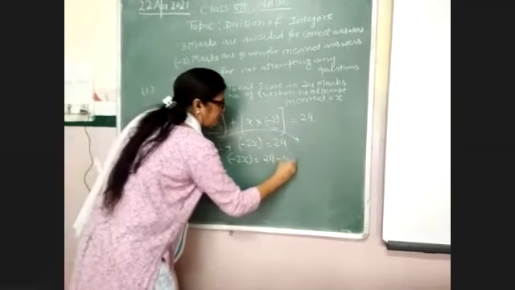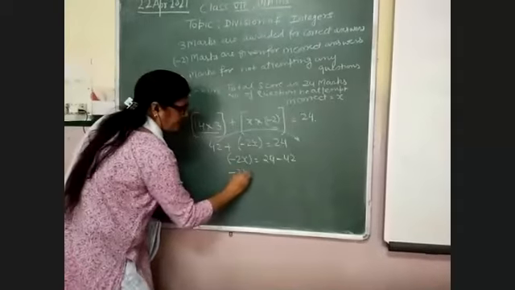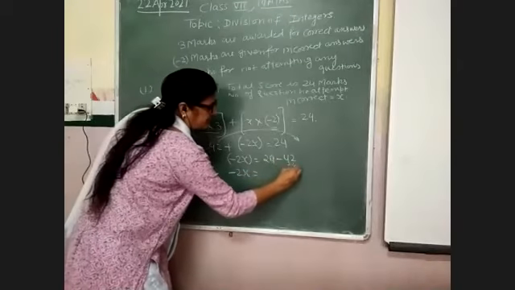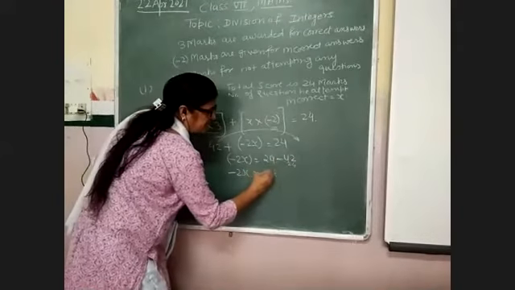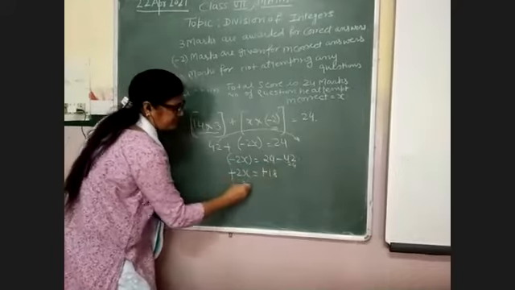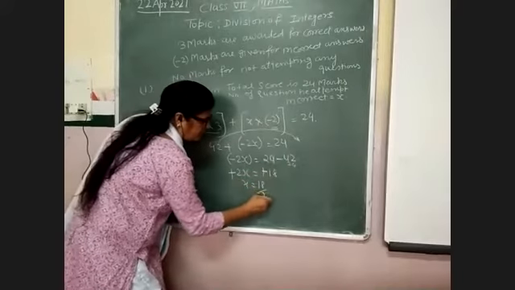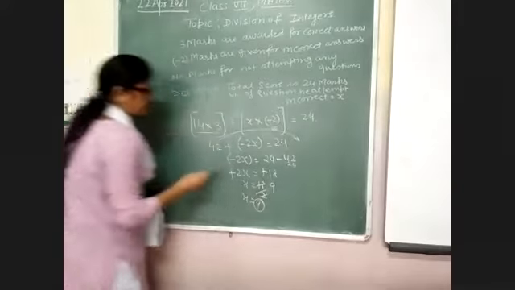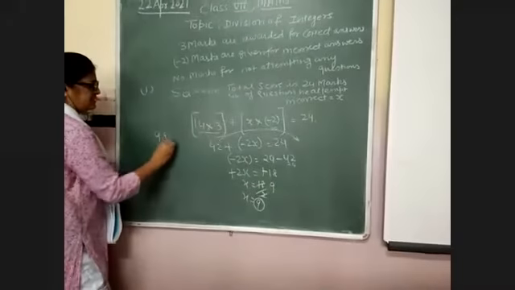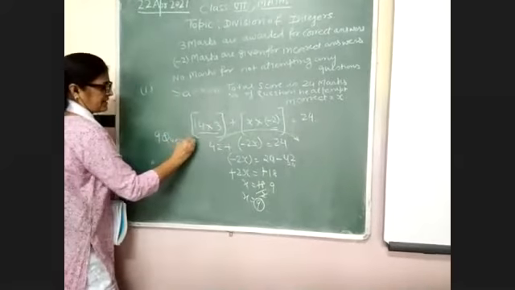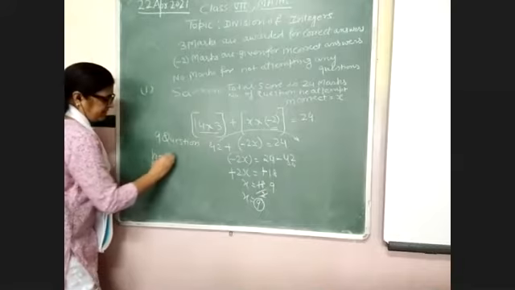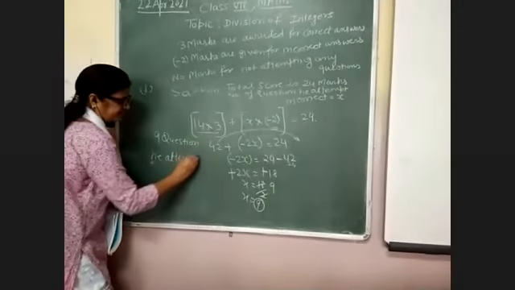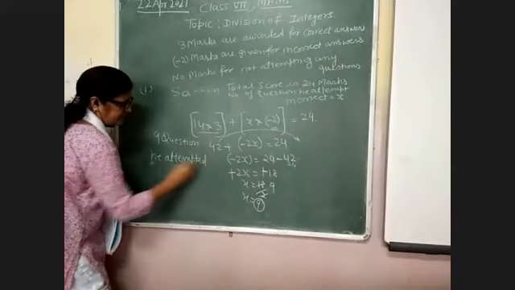24 minus 42 is equal to minus 18. Cancel minus with minus. So how many questions did he attempt wrong? 9 questions. So the answer will be 9 questions he attempted incorrect.